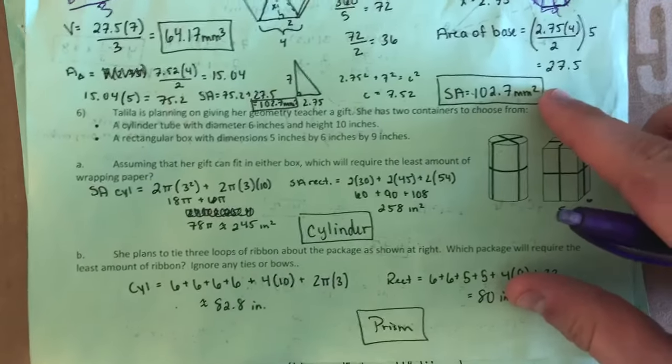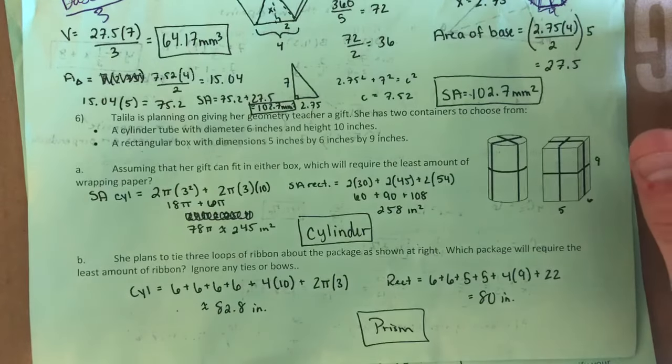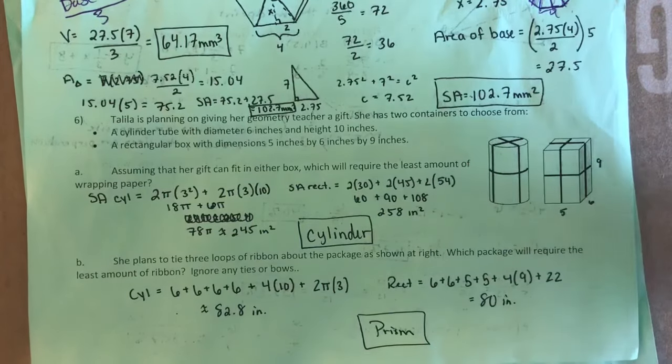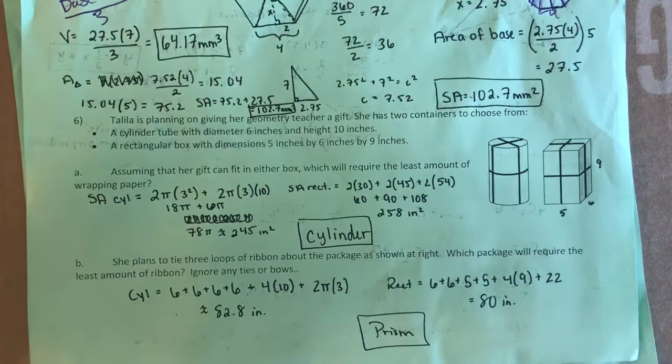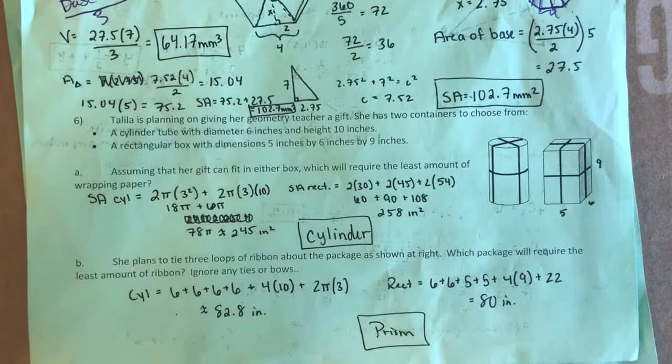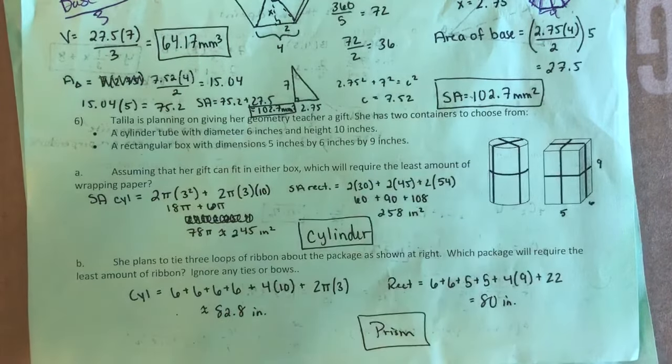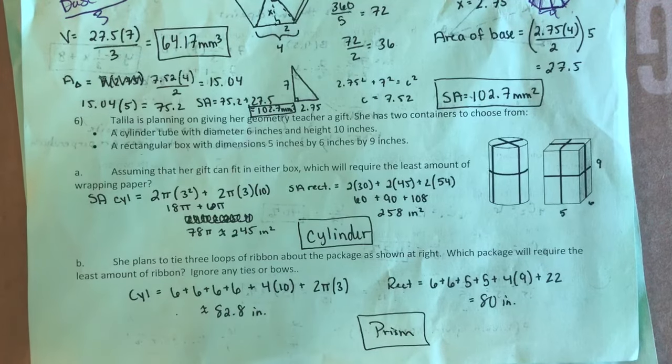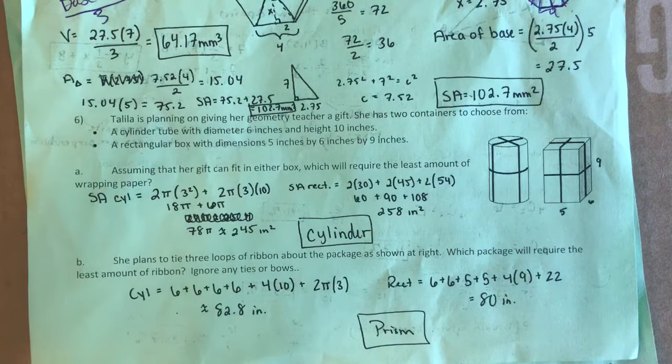Number 6, last one for this first page. So is Talia planning to give her geometry teacher a gift? Boy, that's a mighty fine idea right there. She has 2 containers to choose from. A cylinder tube with diameter 6 inches and height 10 inches. Rectangular box with dimensions 5 by 6 by 9 inches.